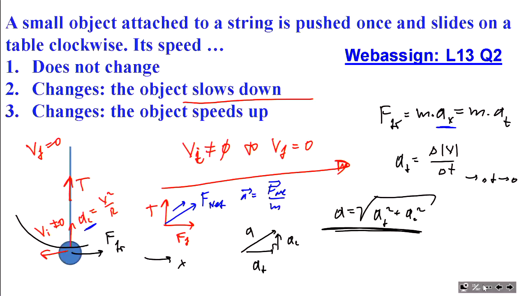So the main point is when this motion is not uniform. When speed changes, the actual acceleration now has two components. One, which we have learned before, the centripetal, which points to the center. And second is a new one, tangential, which is responsible for how fast speed changes.